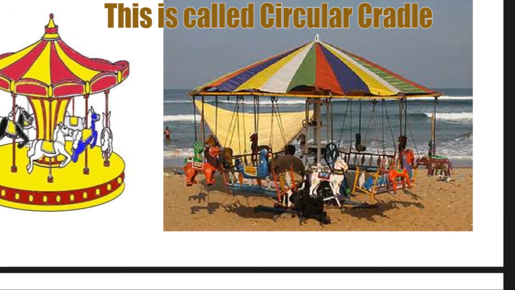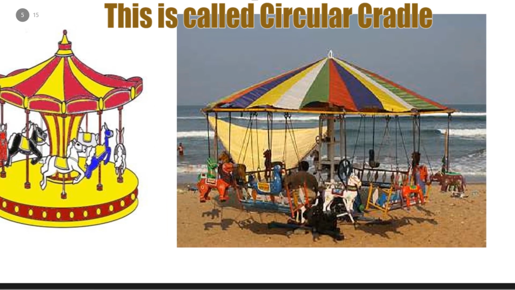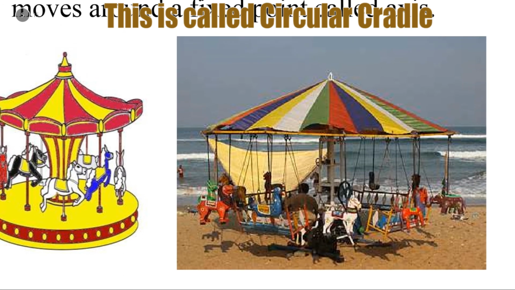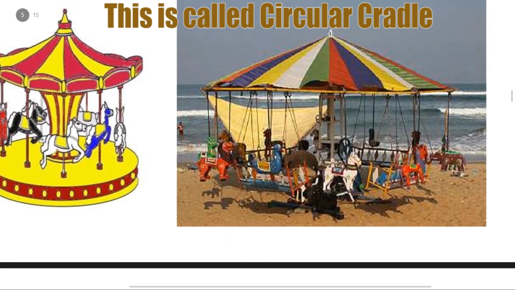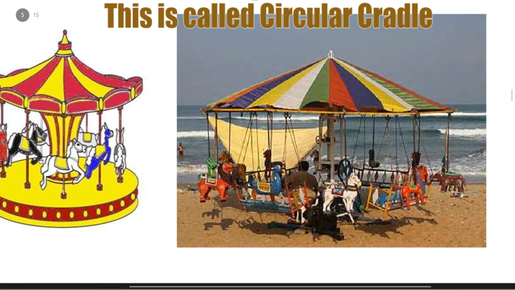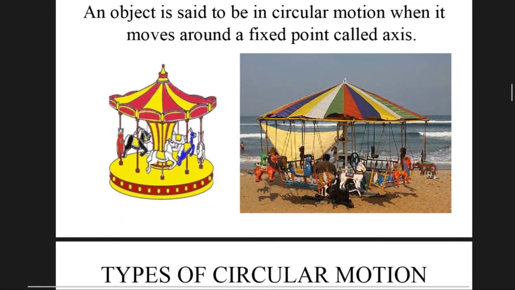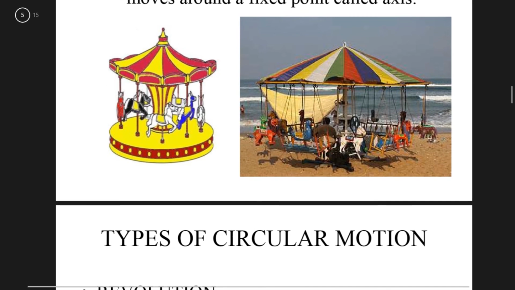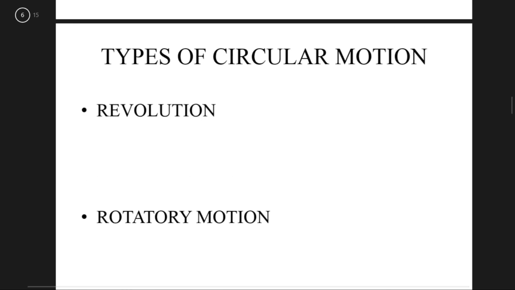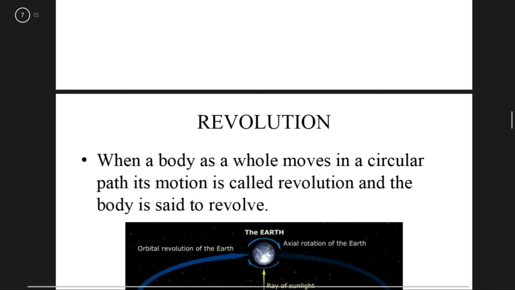This is its axis. It is this tall iron pole which is standing in the center of this umbrella-type roller. It is its axis and it is in the center of the whole roller. So there is a fixed point, it is called the axis of this roller. There are other types of circular motion: revolution and rotatory motion.